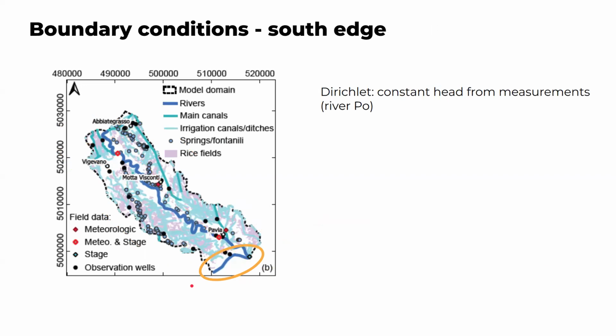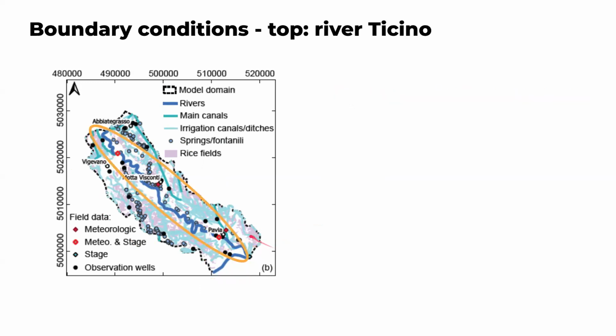Then on the bottom here we have a constant head from a measurement of the river level. Then we need to impose also the presence of the river Ticino in the middle. The river Ticino, how do we do that? So we have data of the level of the river here at the red dot, close to the city of Vigevano, and another measurement here close to the city of Pavia.